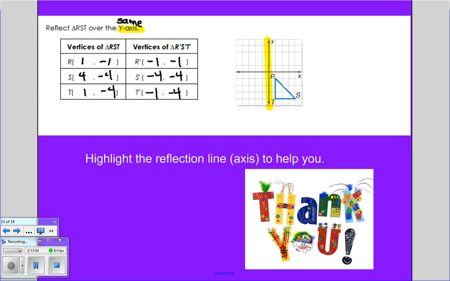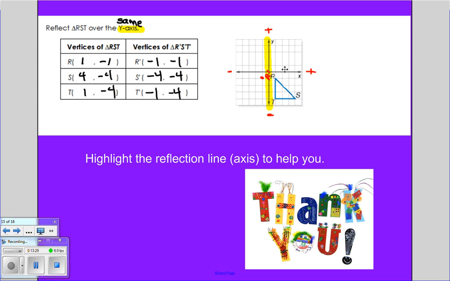And now I can go back and graph that reflection. So R is at negative 1, negative 1. So here's my negatives down here, and my positives are up and to the right. Okay, so starting at the origin every single time, I'm going to go negative 1, negative 1. So that means this direction 1 and then down 1. That's R prime.